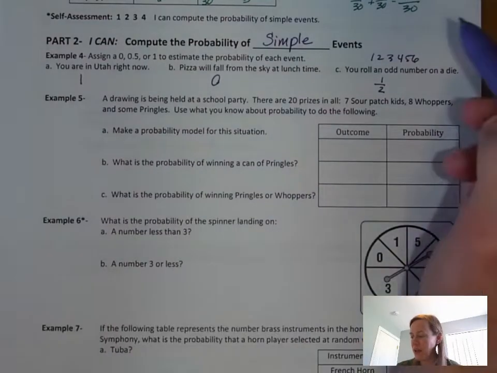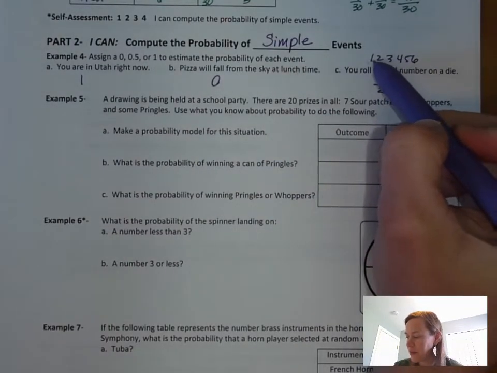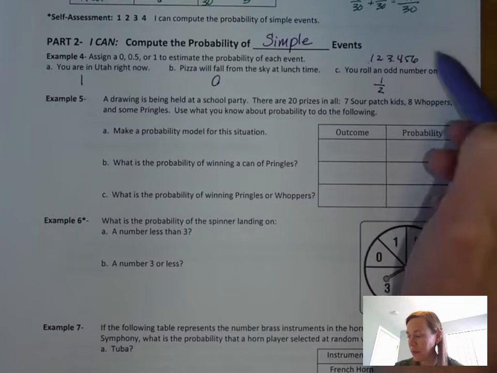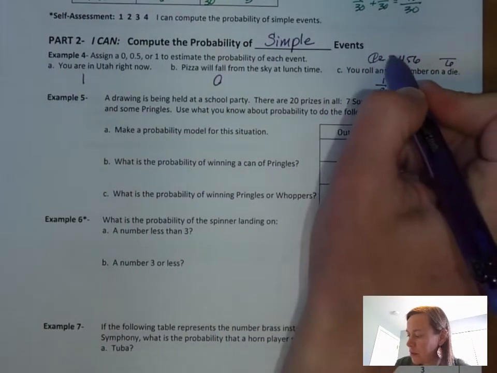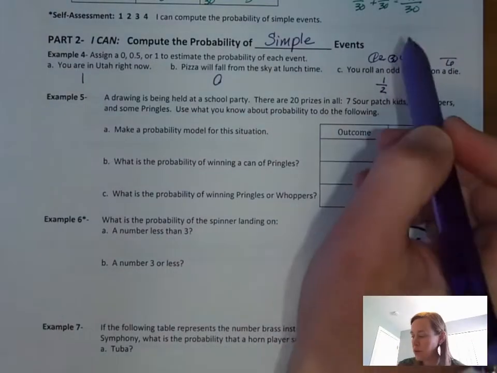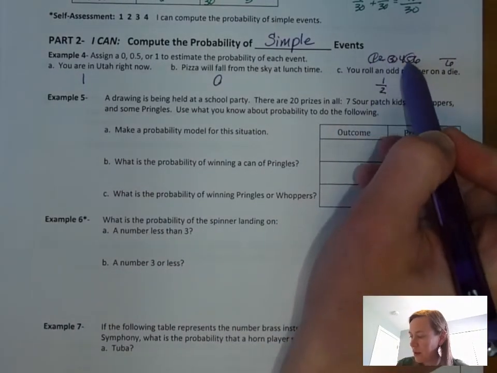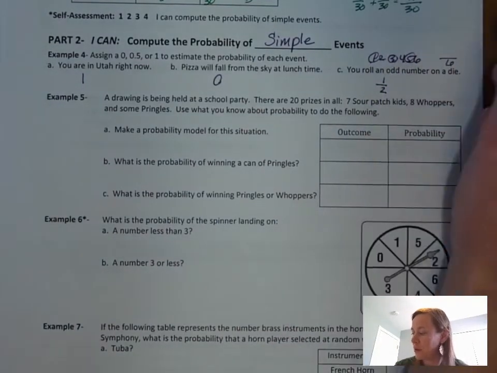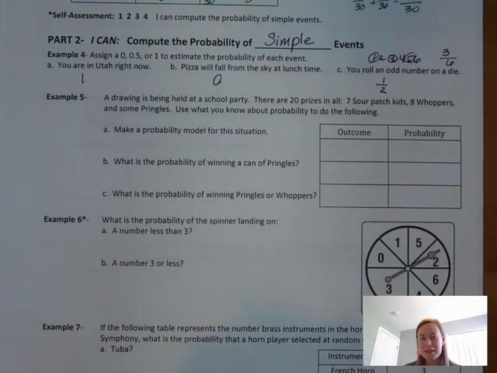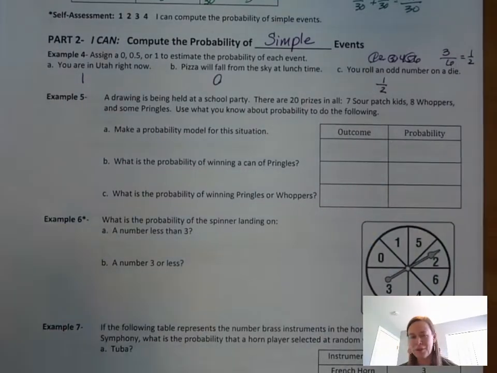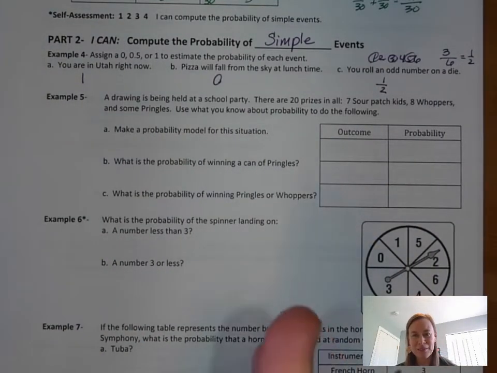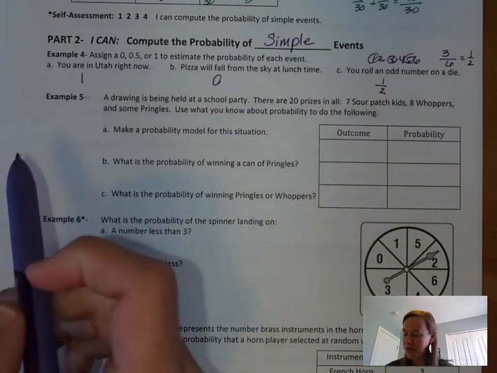Now, if you wanted to count it up out of 6, you could say, let's see, there are 6 total possible outcomes. So you could put a 6 on the bottom. And the odd numbers would be 1, 3, and 5. So there are 3 outcomes that give you an odd number. So you could say 3/6 and then simplify that to 1/2. Whichever way you want to think about it, it's pretty much the same thing. So whatever way works for you. Let's go on to example 5.